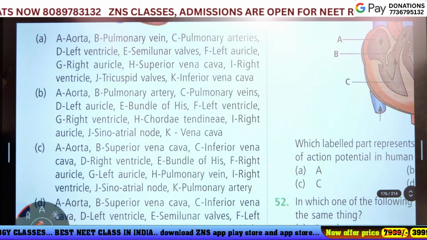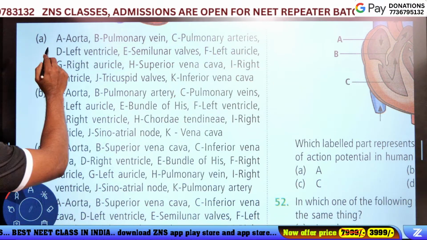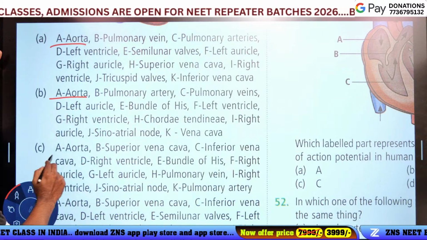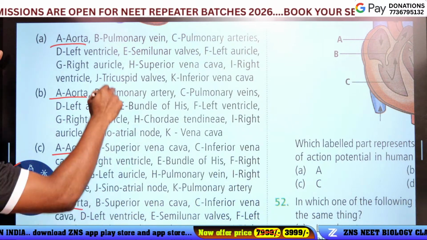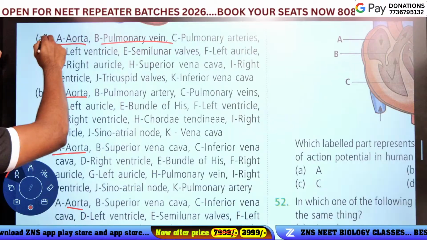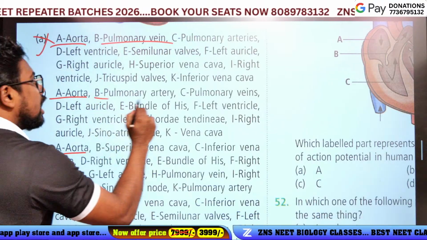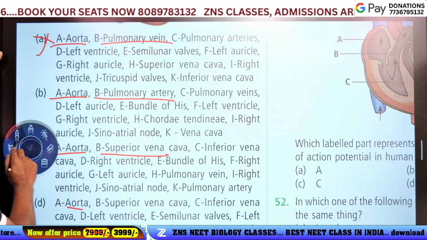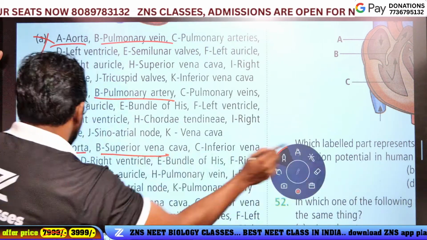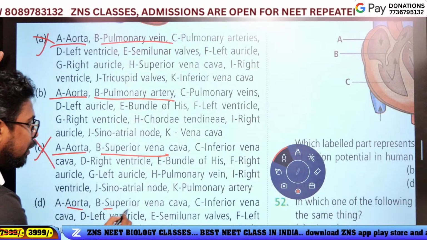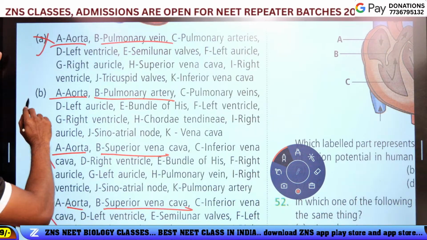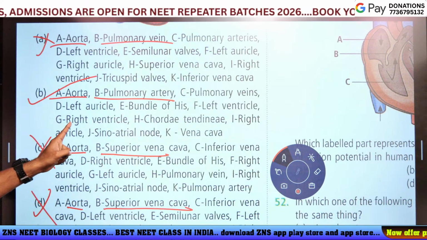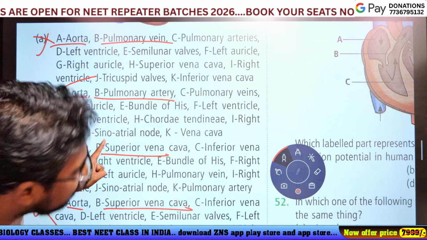Okay, guys, look here. A, aorta. And B, pulmonary vein? Not option A. It's a pulmonary artery. Yes, it's pulmonary artery. And superior vena cava, not option C. And D, superior vena cava, not option D. Which is the answer? Option B is the answer.